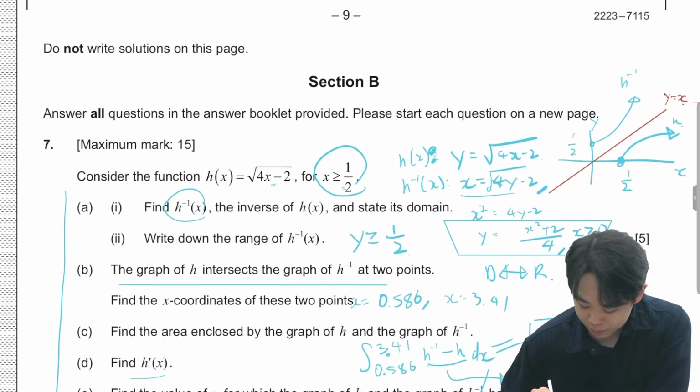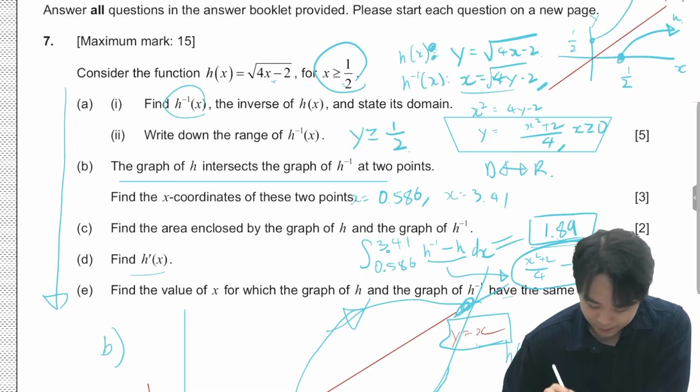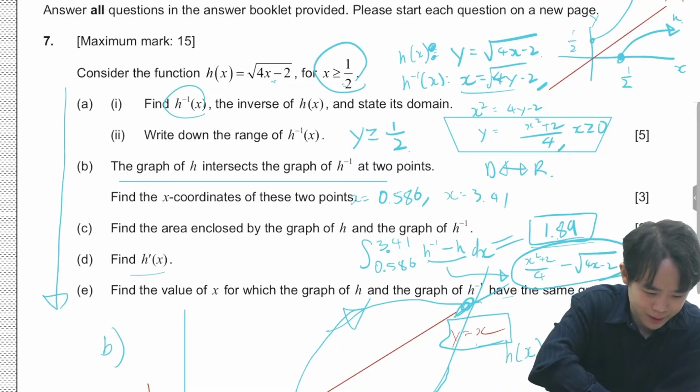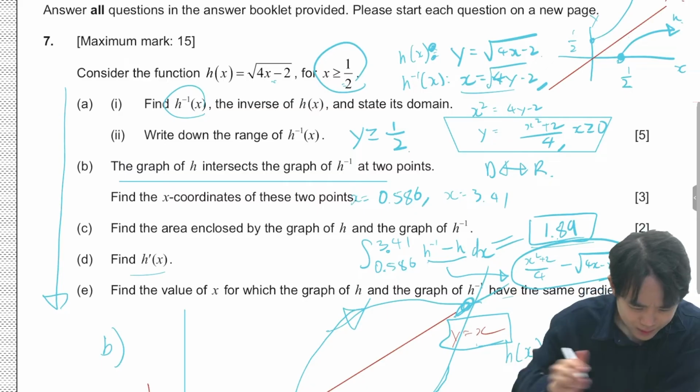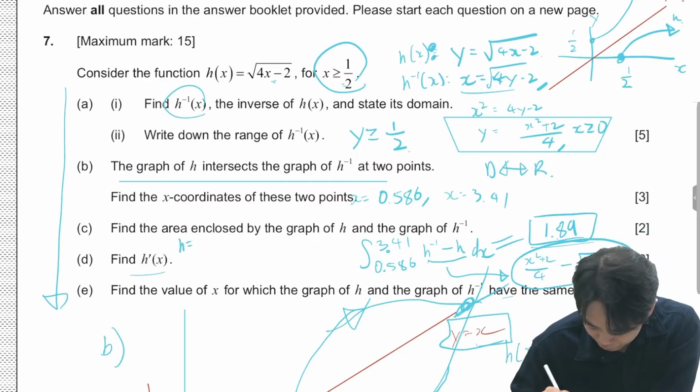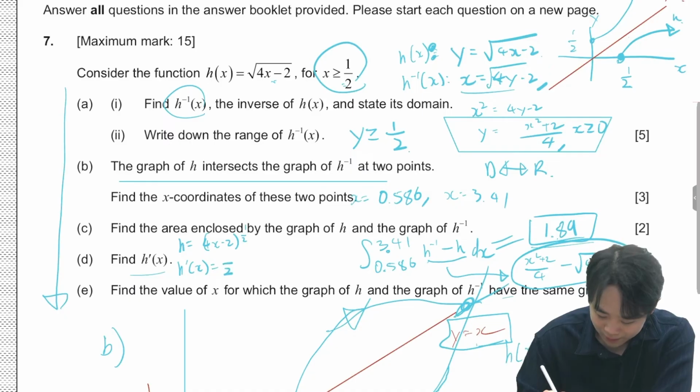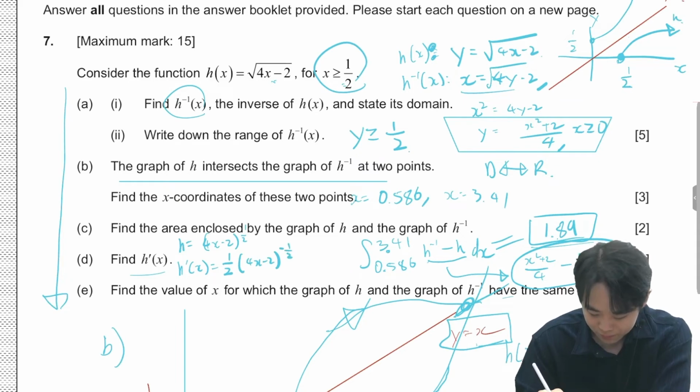If you want to do h prime x, I guess you can't really use a calculator here. You've got to use the full expression. Then we can use the chain rule. So we have h is 4x minus 2 raised to the power of 1/2. H prime x is then, we bring out the 1/2 in front, then we do 1/2 minus 1, which is minus 1/2. That's the power rule, because the derivative of x to the power of n is n times x to the power of n minus 1.